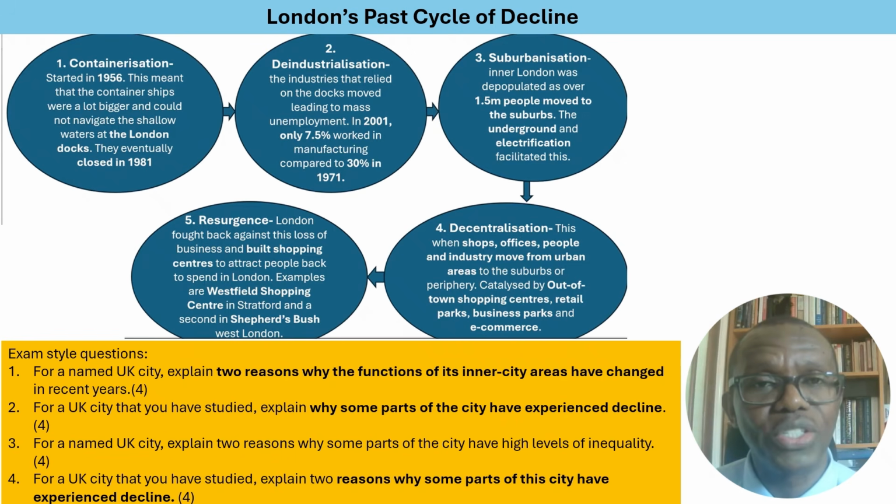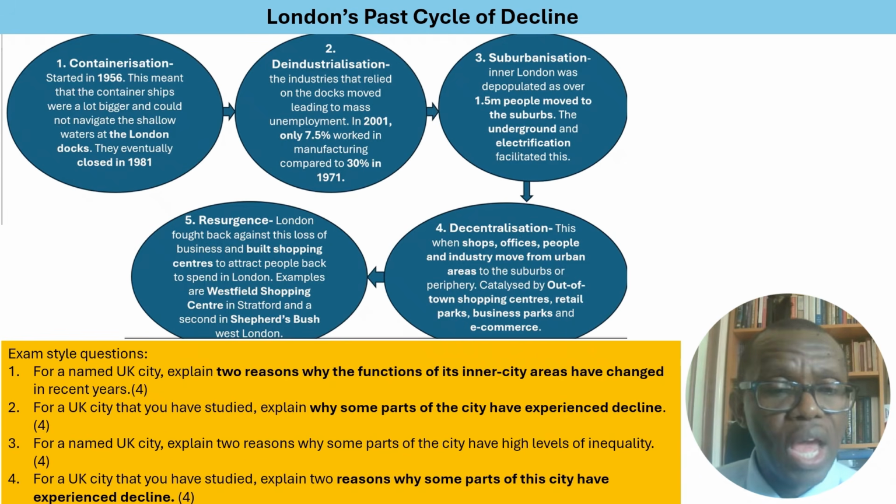Okay, so what kind of questions are likely to be asked with regards to this information here? The first one: for a named UK city, explain 2 reasons why the functions of its inner city areas have changed in recent years. Now, of course, we are talking about one of the functions being an industrial function, which changed due to globalization and containerization. And then we are also talking about the decentralization that took place, meaning that shops, businesses, offices and industry moved out of those inner city areas to the rural urban fringe, and as a result the function changed.